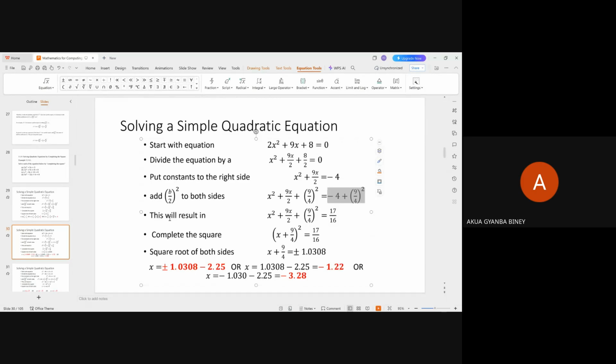So now I have minus 4 plus 81 over 16. I want to put them together. The least common multiple is 16. So the minus 4, I'm taking it as minus 4 over 1. 1 will go into 16 16 times. Multiplying minus 4, what do I get? Minus 4 over 16 plus 81 over 16.